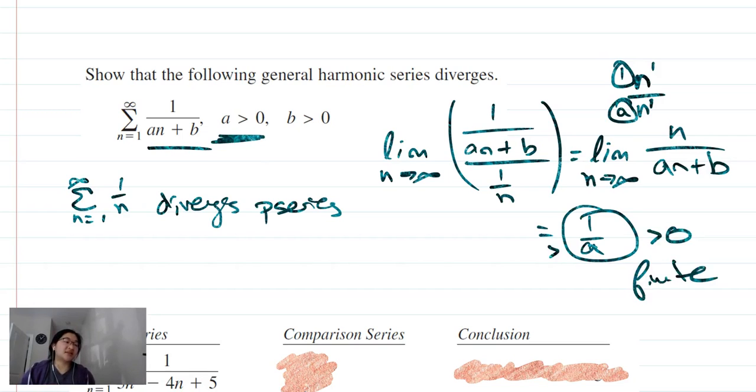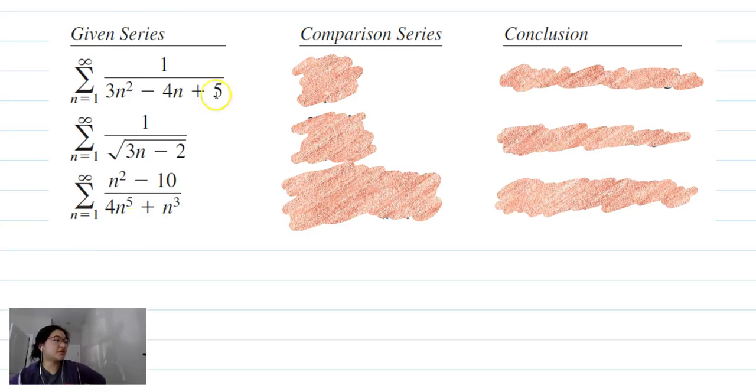Or we can just say it's less than infinity. Then the general harmonic series diverges. So take a look at these series, think about what you want to compare them to, and then we'll see what the conclusion is. So what do you want to compare this series to?